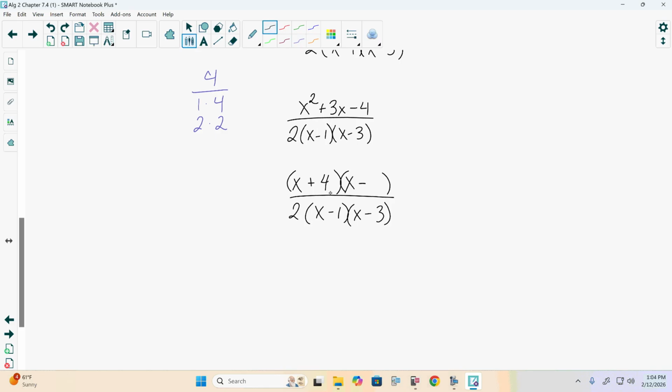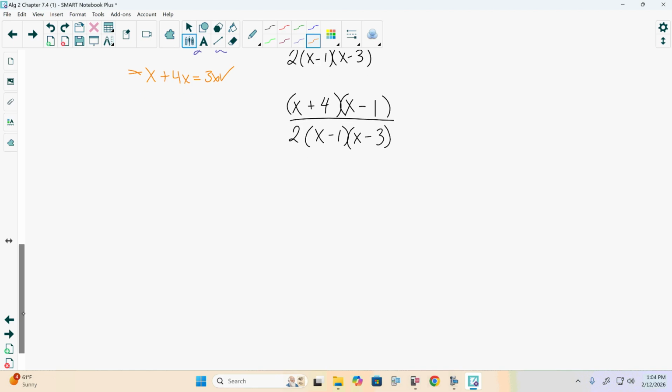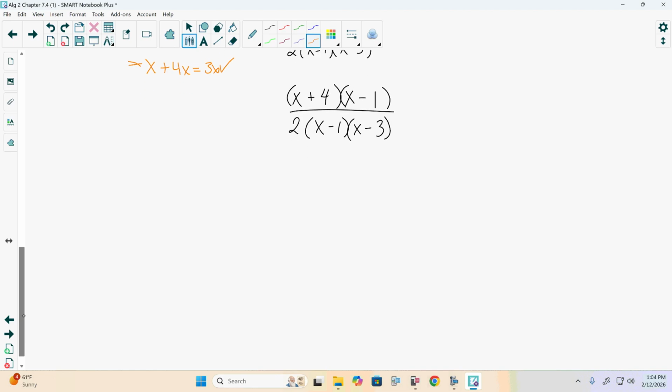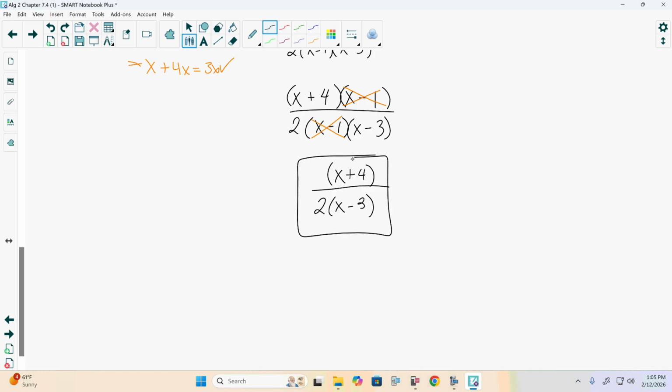Because with 4 and 1, I'm going to want the one with the minus, because if we put it with that minus, we have x minus 1 on top and bottom. That means something simplifies, something's going to cancel. And if we did check it, we would get negative x plus 4x, giving us the positive 3x we wanted. Also means the x minus 1 on top and bottom would simplify, leaving us with x plus 4 over 2 times x minus 3.